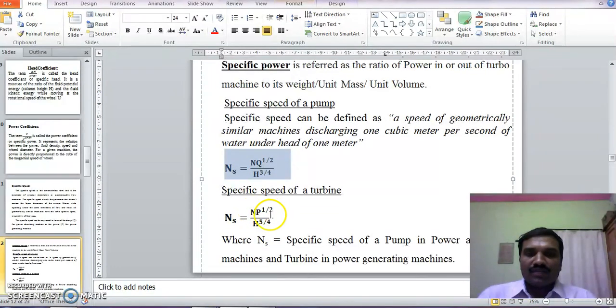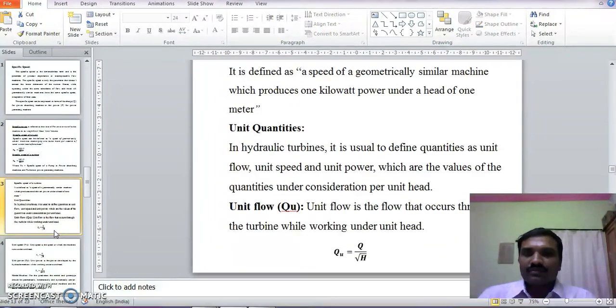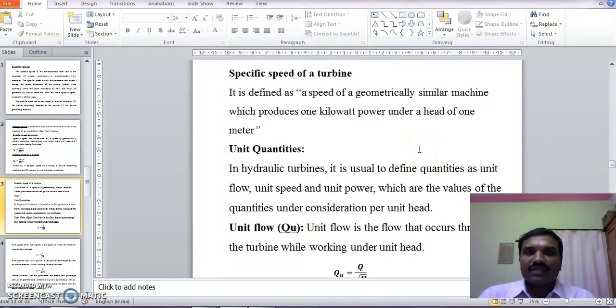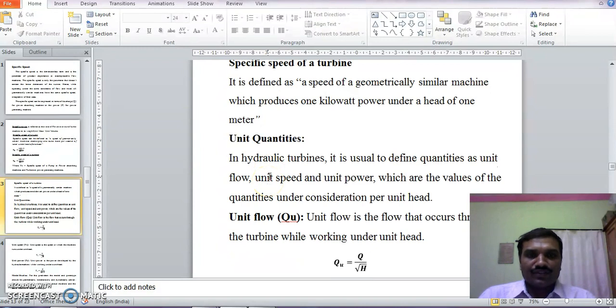Coming to the specific speed of a turbine, Ns is equal to N square root of P divided by H to the power 5 by 4, where Ns is the specific speed of a pump in case of a power absorbing machine and the specific speed of a turbine in case of a power generating machine. Specific speed of a turbine is defined as that of a geometrically similar machine which produces 1 kilowatt power under a head of 1 meter. What do you mean by unit quantities?